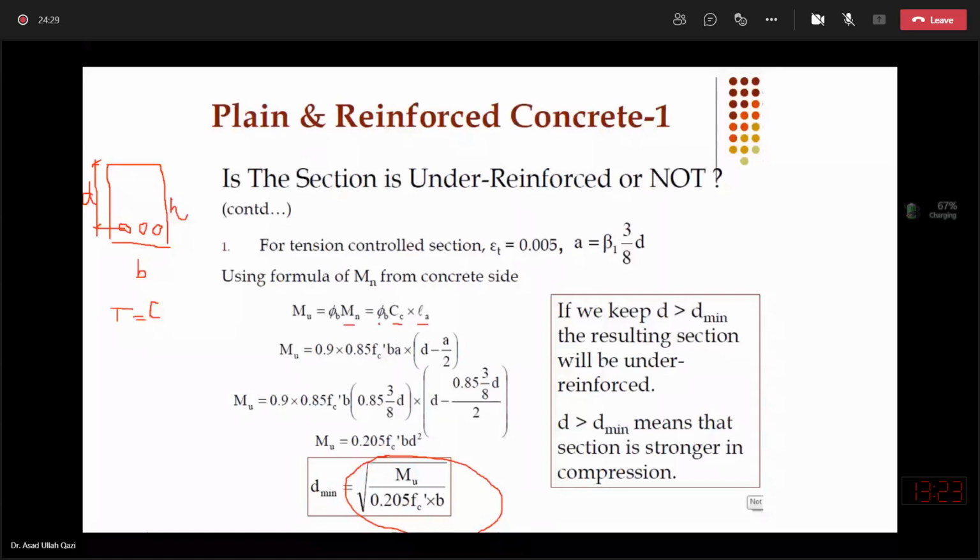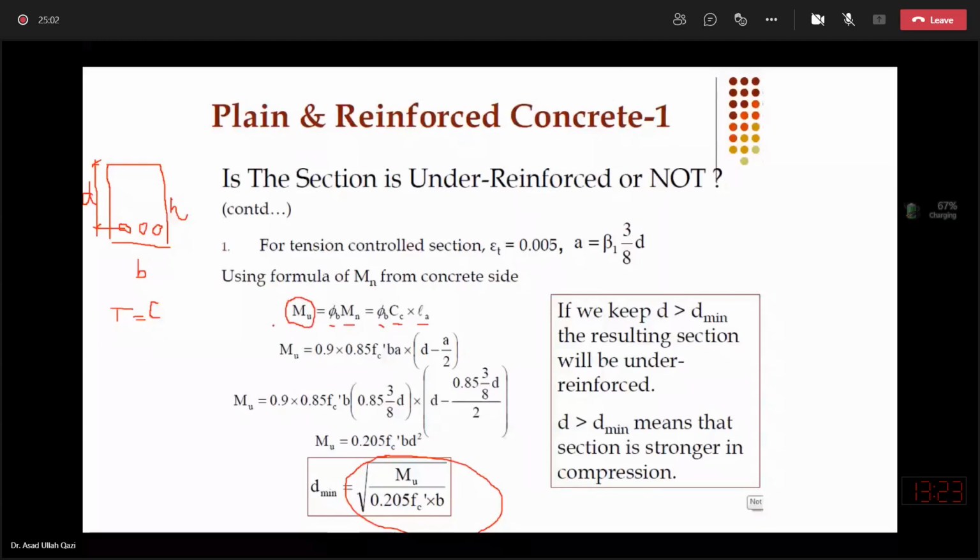And furthermore, we are multiplying this nominal with the capacity reduction factor to get internal resistance, ultimate internal resistance, capacity, ultimate capacity. And we are comparing it with demand, the external applied ultimate moment. So in this way, we are equating the demand with the capacity.